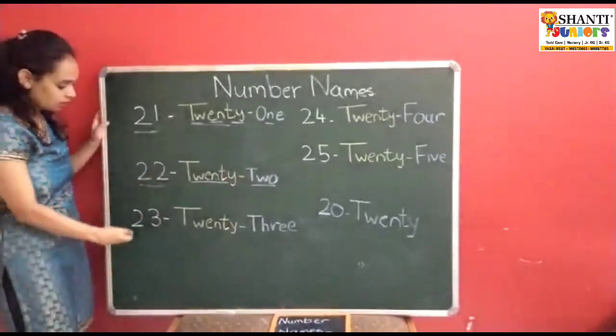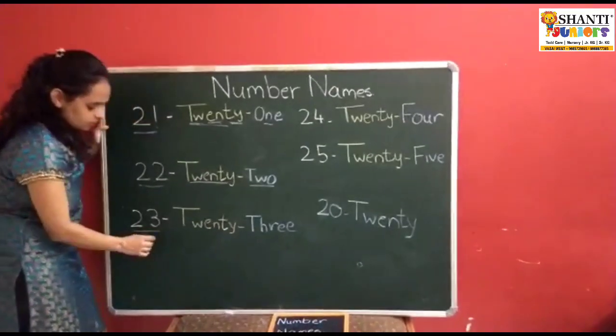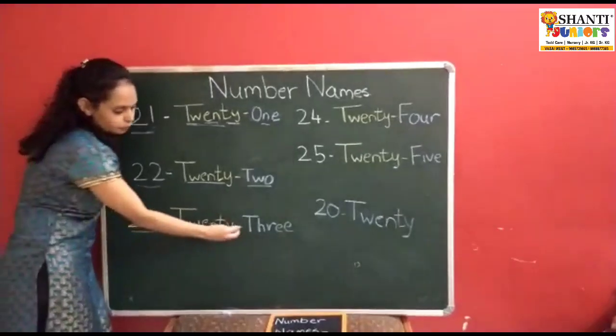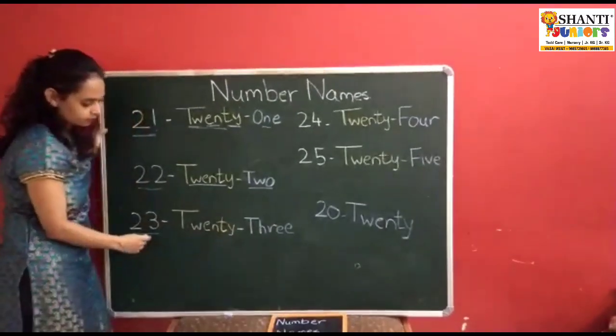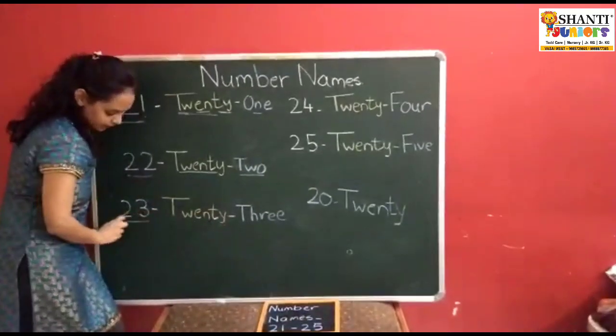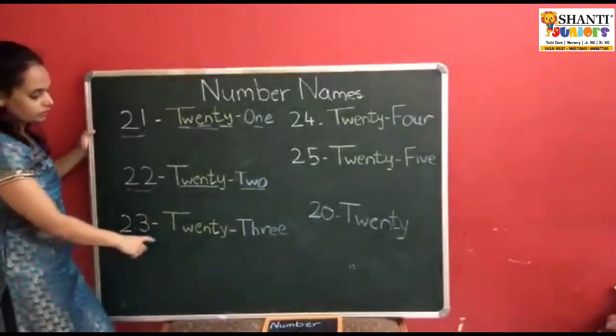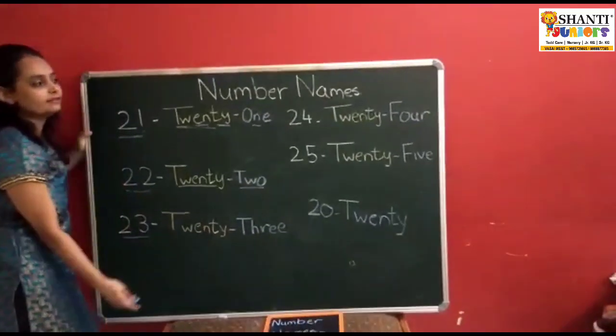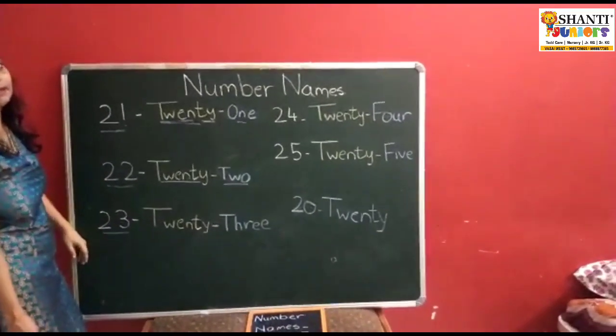Okay. Now children, 23. Same here also, 20 and then 3. You have to put a dash over here, children. Spelling of 20 and then write 3. So it becomes 23. Spelling of 20 and then you have to write 3. 23. And what is the spelling of 20?